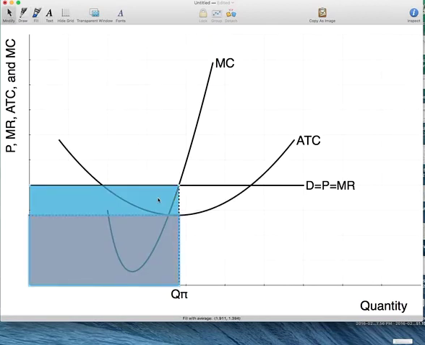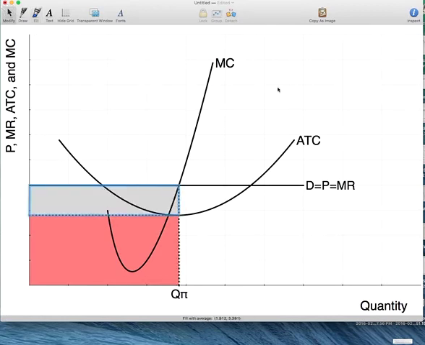So we have total revenue, P times Q. We have total cost, average total cost times Q. So if we subtract total cost from total revenue, we will actually get the area of profit. And let me make that a gray area there. So this is the area of profit.